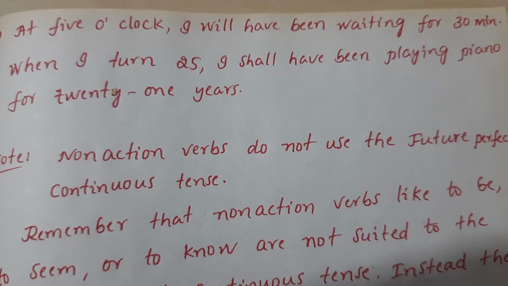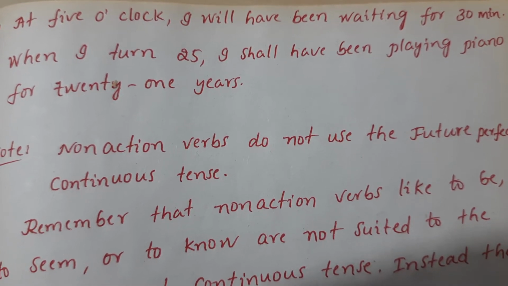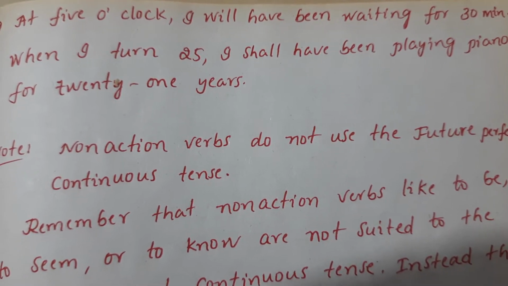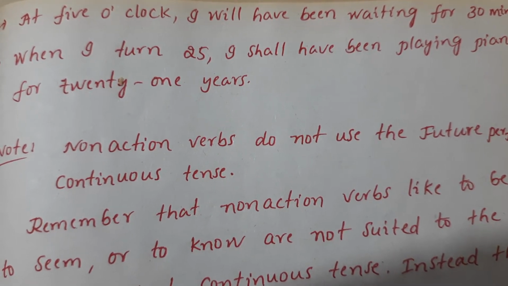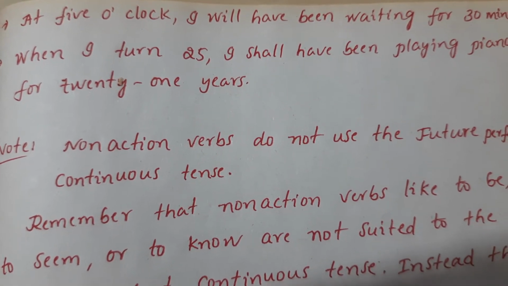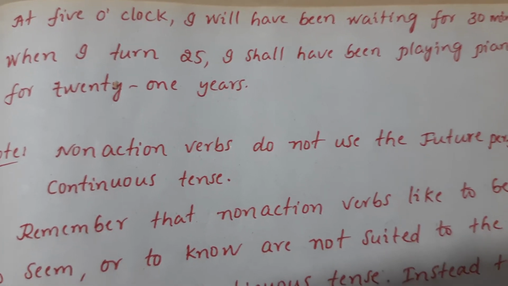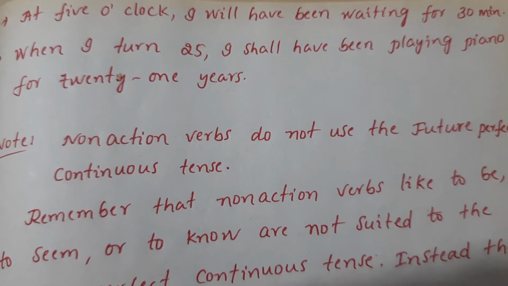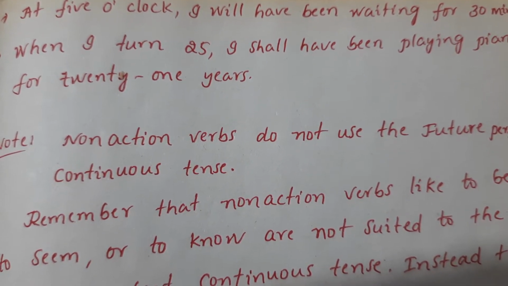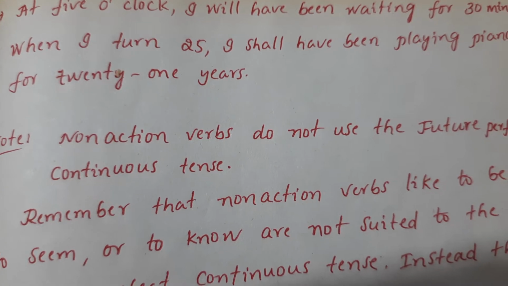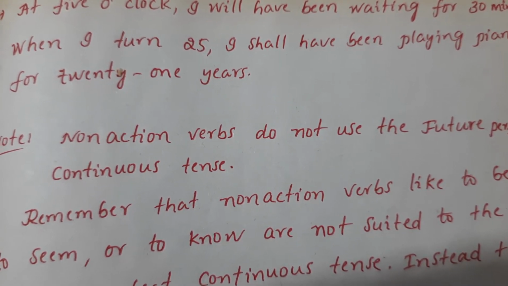At 5 o'clock, I will have been waiting for 30 minutes. At 5 o'clock, I shall have been or will have been. Shall have been is more formal. At 5 o'clock, I shall have been waiting for 30 minutes. When I turn 25, I shall have been playing piano for 21 years. You can say I will have been also.